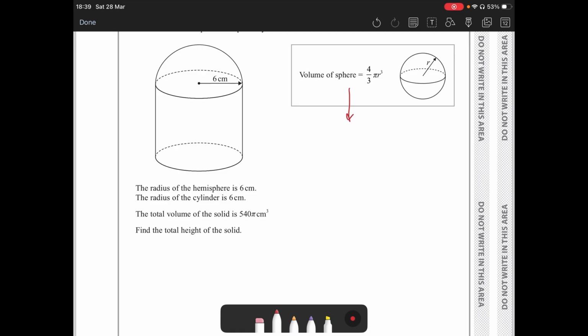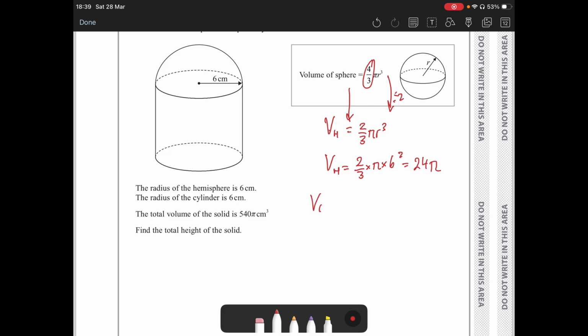You'll notice this is a volume of sphere. The volume of a hemisphere is basically half that, right? It's kind of like chopping your sphere in half, which half of 4/3 is literally 2/3. So let's use that formula and let's work out the volume of the hemisphere, which would be 2/3 times pi times 6 squared. We'll try and keep it in terms of pi, which would be 2/3 of 6 squared. That'd be 24 pi, right? So we've started by finding the volume of the hemisphere, 24 pi.